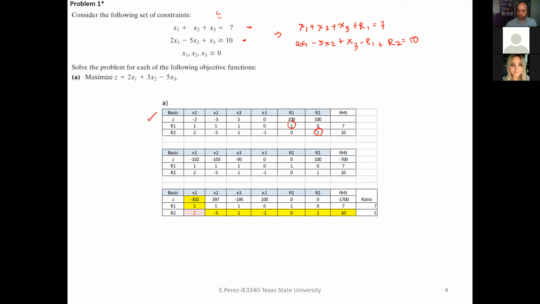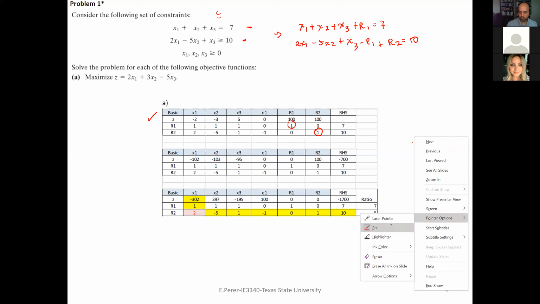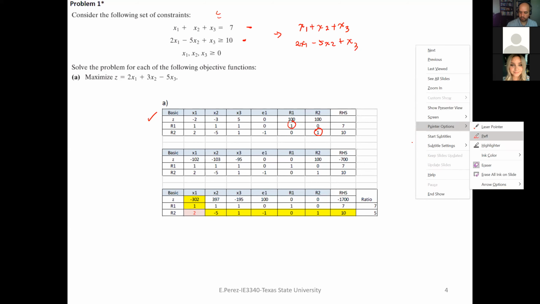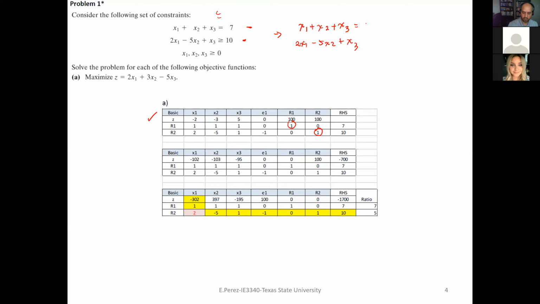If you just put this into standard form, let me see. Where's the pointer option? If you just put this into standard form, this is what you're going to have.